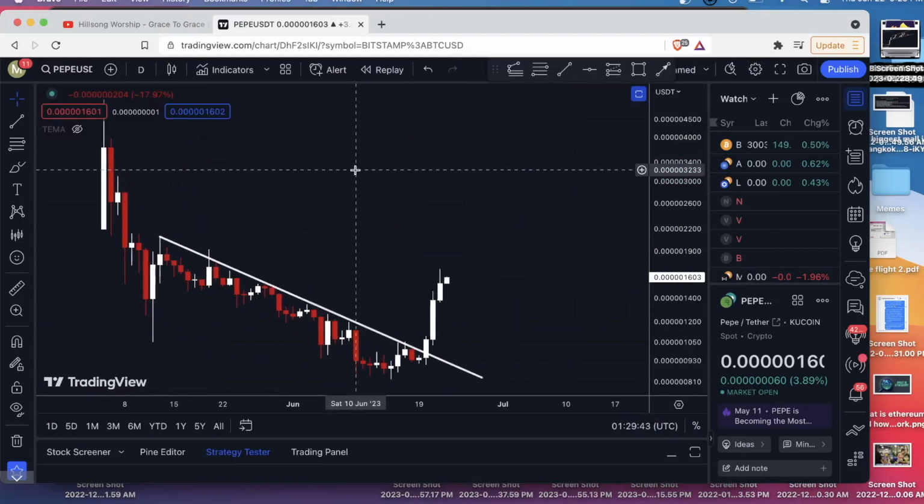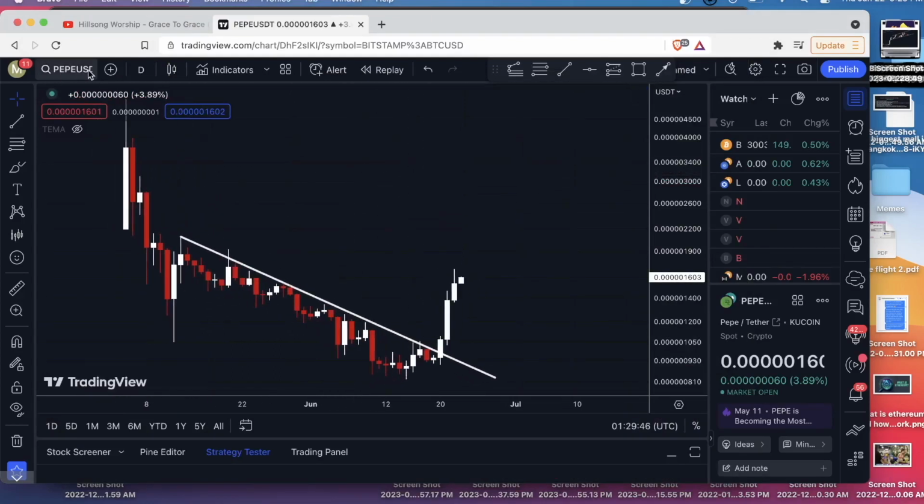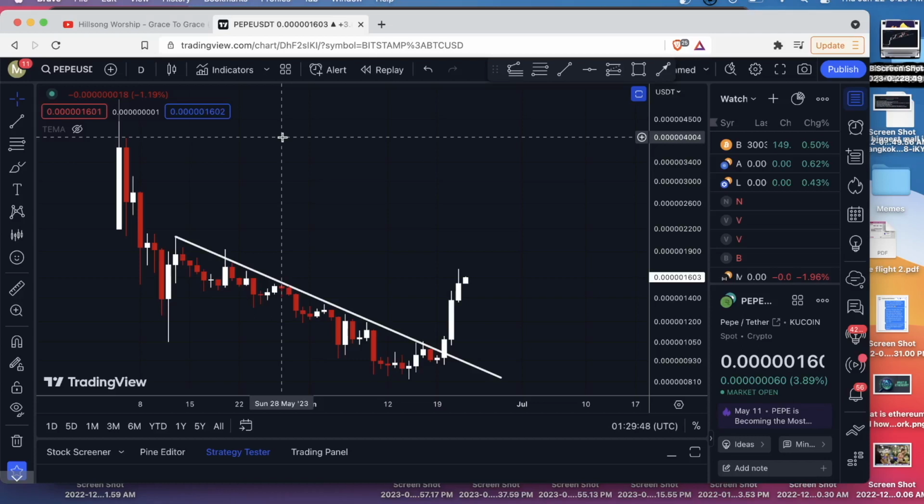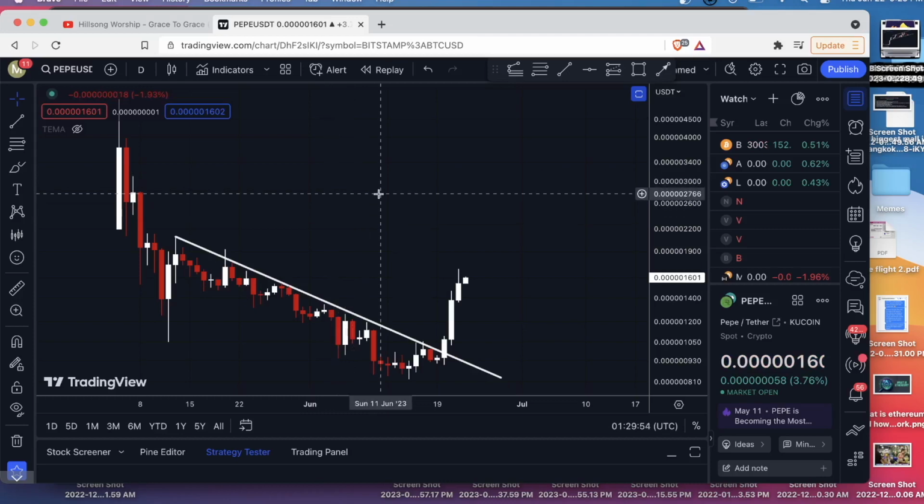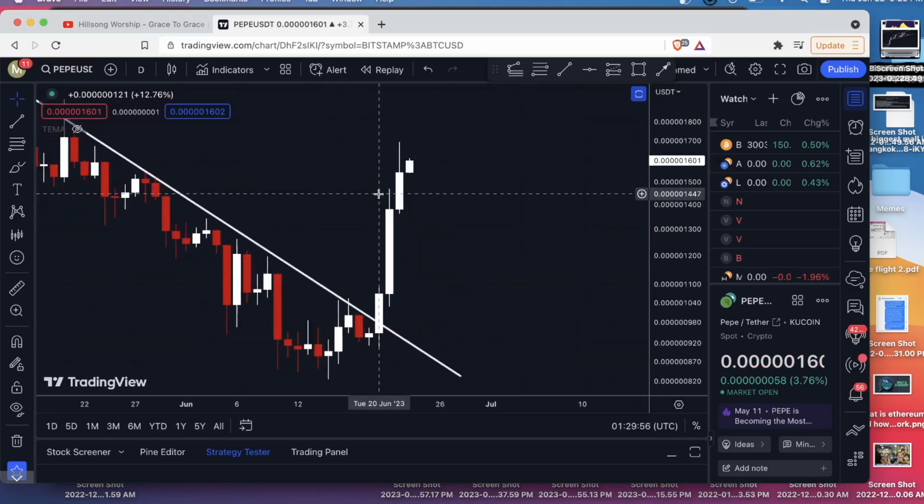Hey guys, so what I have open here is the chart for Pepe. Now, obviously, this is not a coin you want to invest in from a fundamental perspective. I looked at the website and it literally says that the coin doesn't do anything.